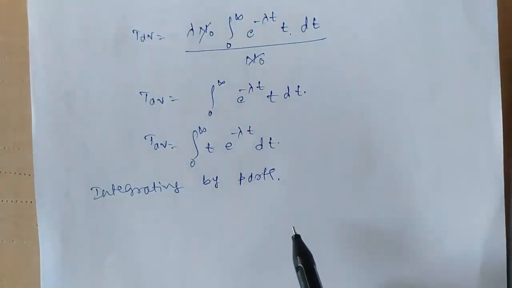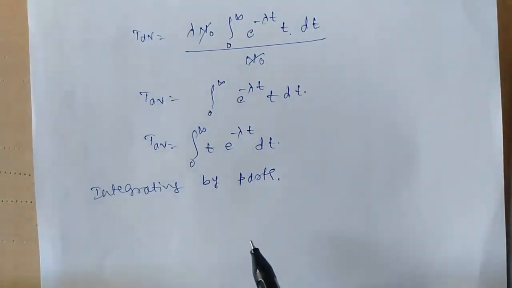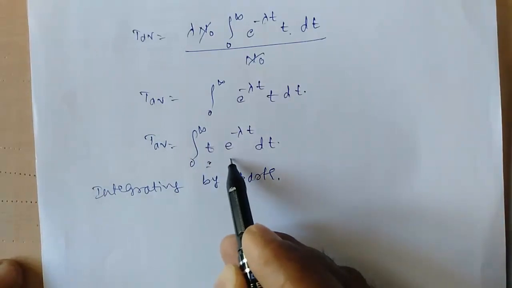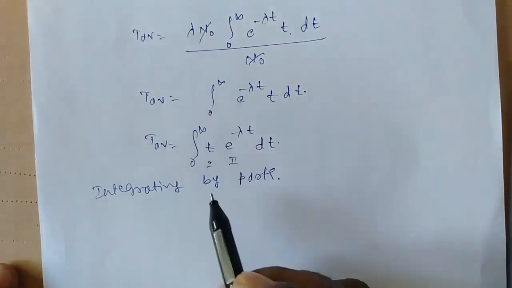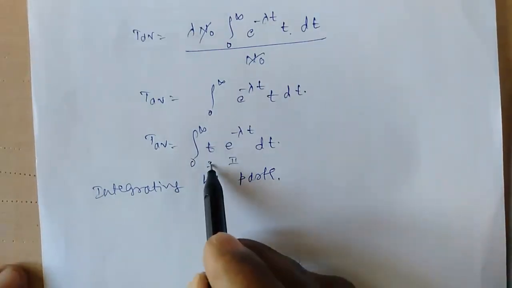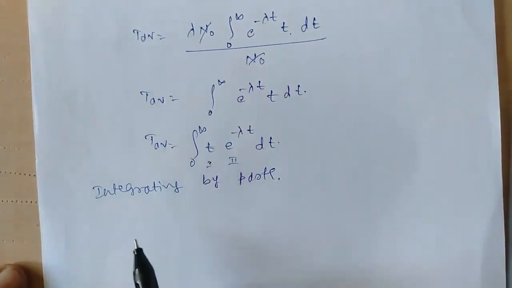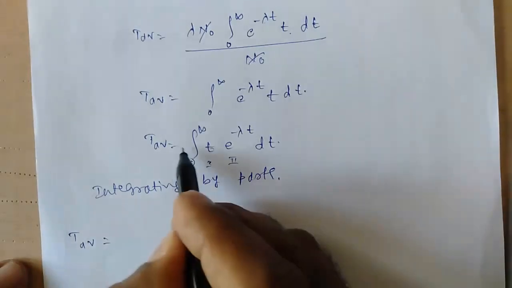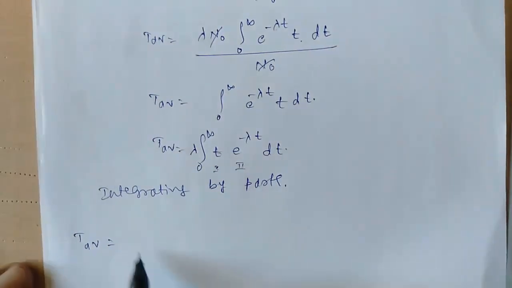If you integrate by parts, I'll take t as the first function and e to the power of minus lambda t as the second function. As you all know the expression for integration by parts, this equation can be written as T average is equal to, sorry, here we have left out lambda, so keep this lambda as it is.